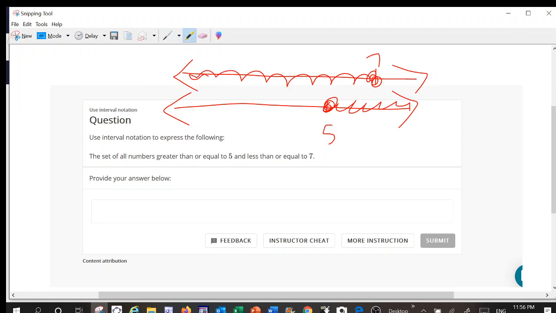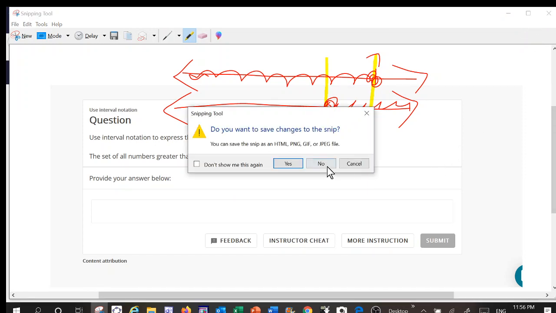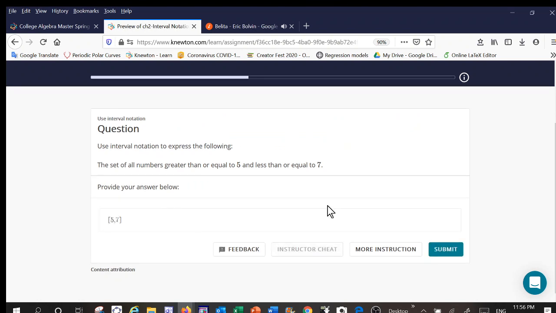What do these have in common? Looks like it's that, right? So it's all the numbers between what? Between 5 and 7, including 7 and 5. And with interval notation, we just put brackets, right? [5, 7].